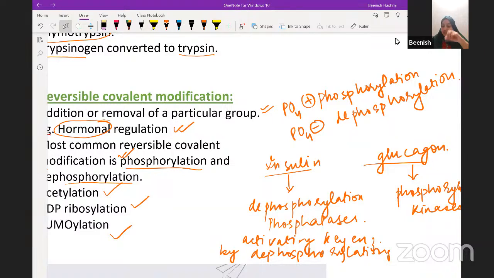Phosphorylation is addition of a phosphate group, and it is brought about by kinases. Your kinases add phosphate groups, and dephosphorylation is removal of the phosphate group, which is brought about by phosphatases. So your insulin is going to activate phosphatases, and your glucagon is going to activate kinases.